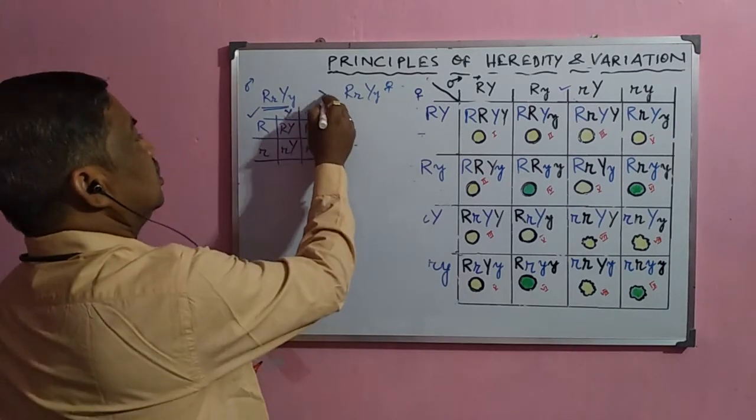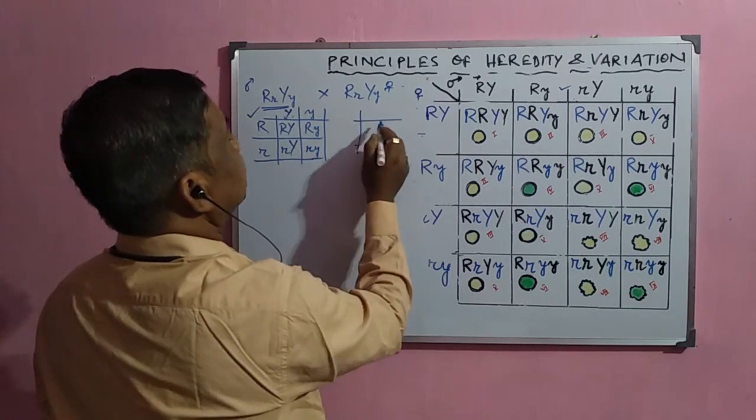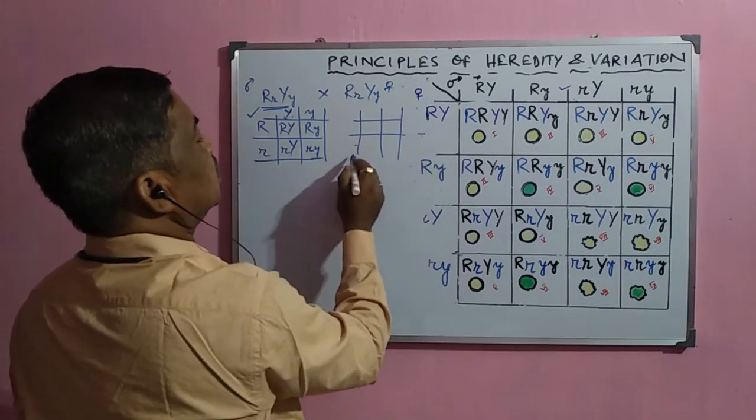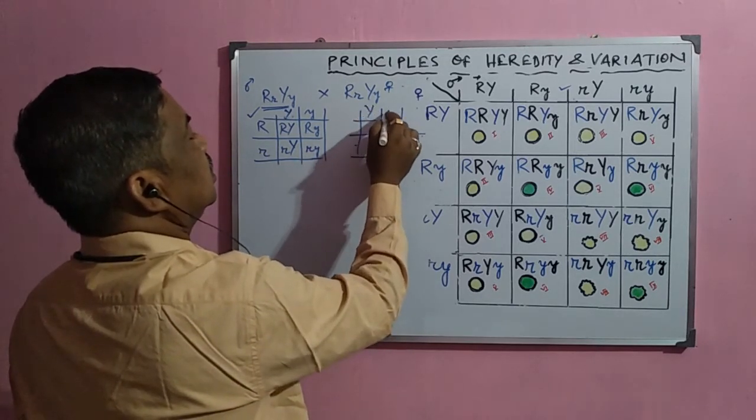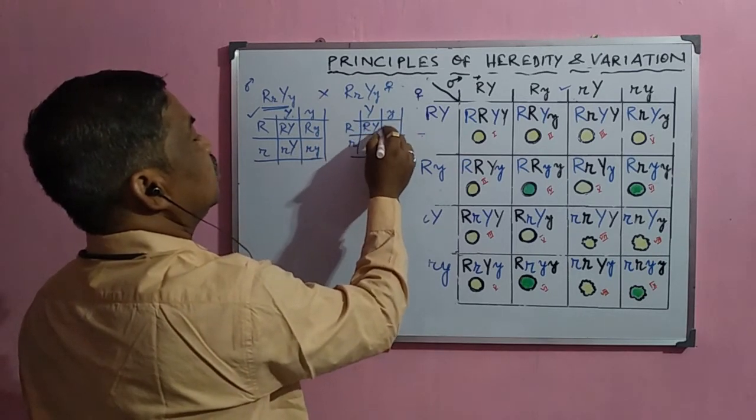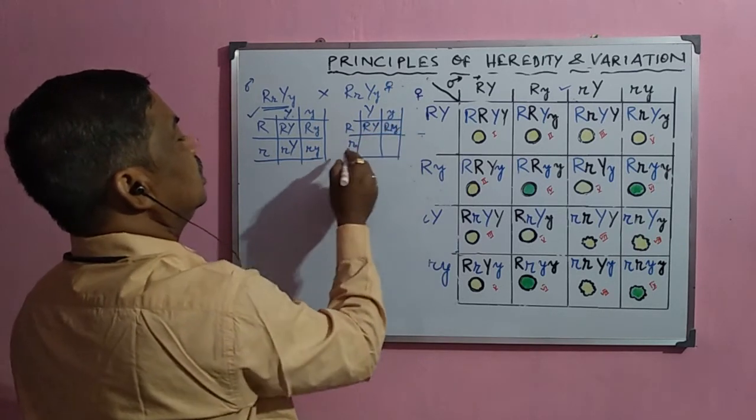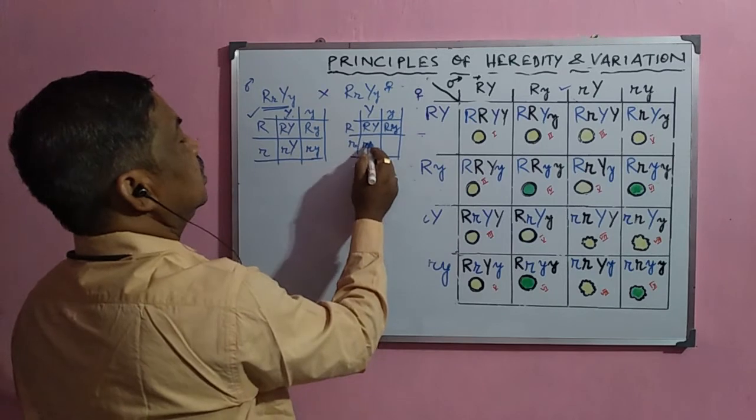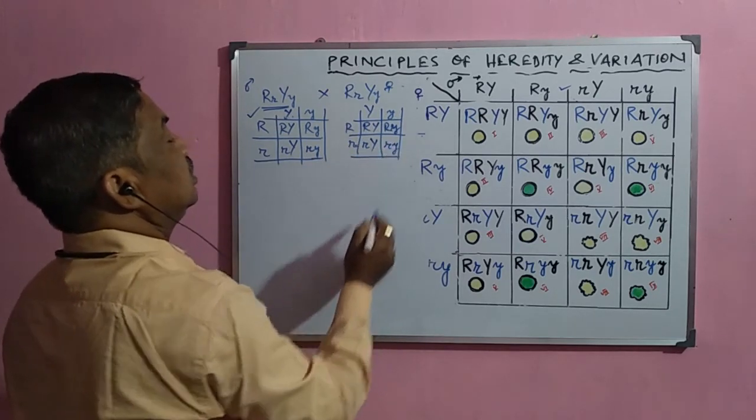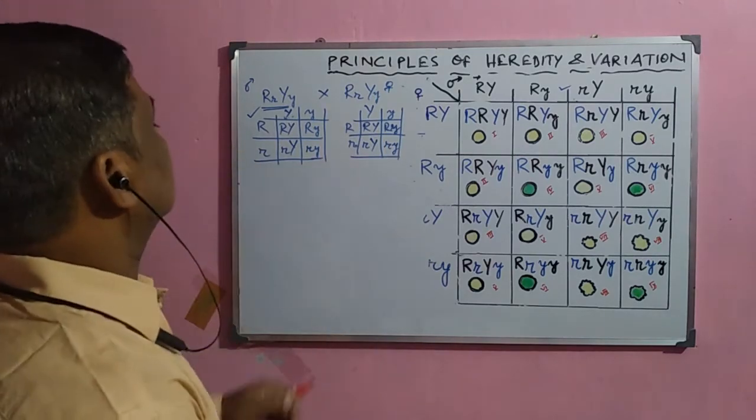Now, in case of the female, the same 4 types of gamete you will observe. Here, these are capital R capital Y, capital R small y, small r capital Y, and small r small y. So 4 types of gamete are normally observed in this case.